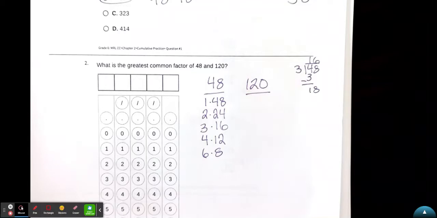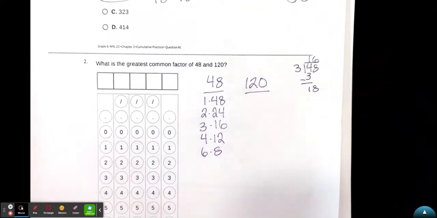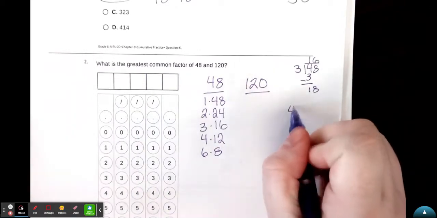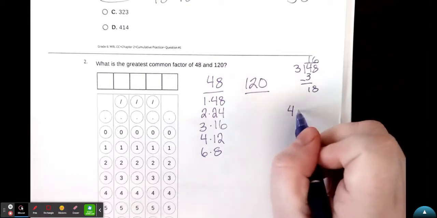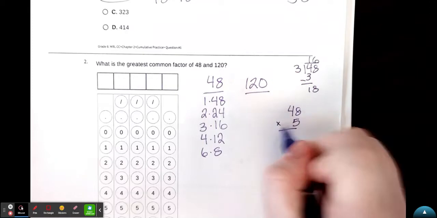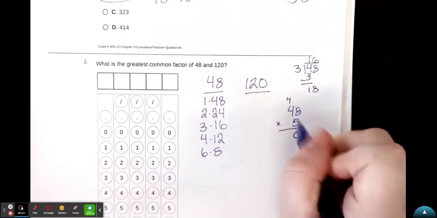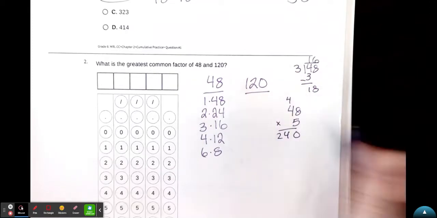So we're going to check and see if these numbers go into 120. So for 48 to go into 120, it would need to be a multiple of 5 or 10. So we could try 48 because we know 48 times 10 is going to be 480. So we could try 48 times 5. We get 40. 20 plus 4 is 24, so that's way too much.